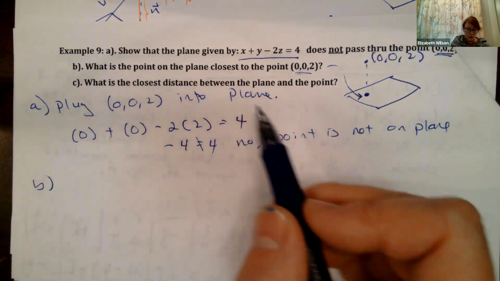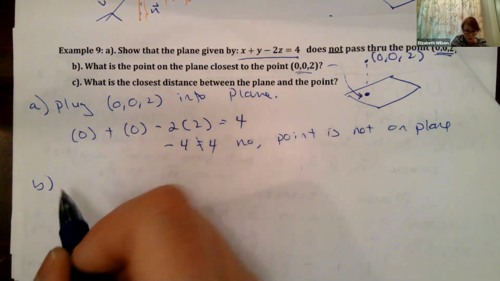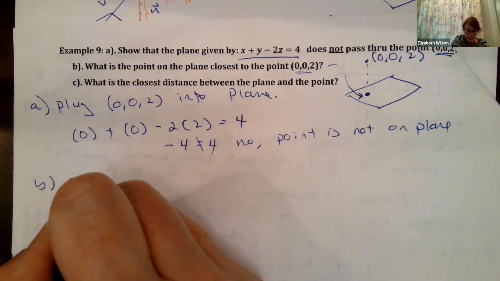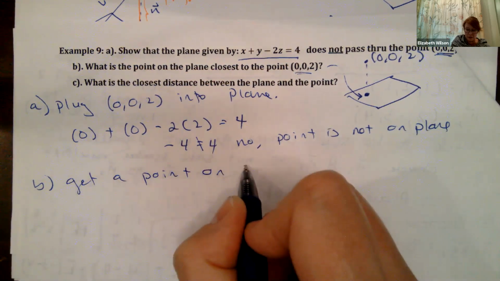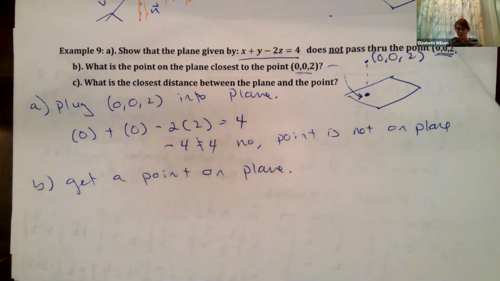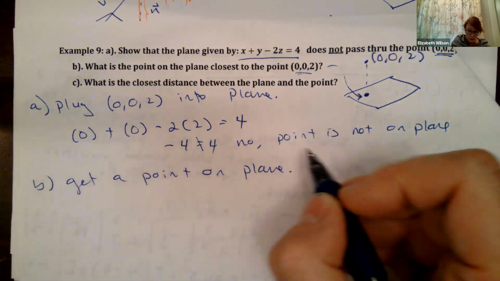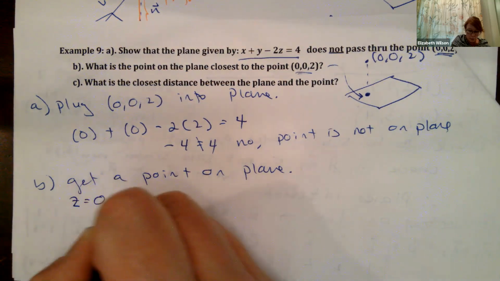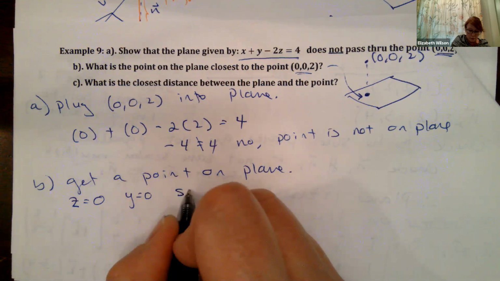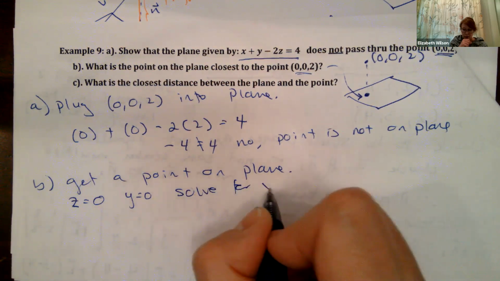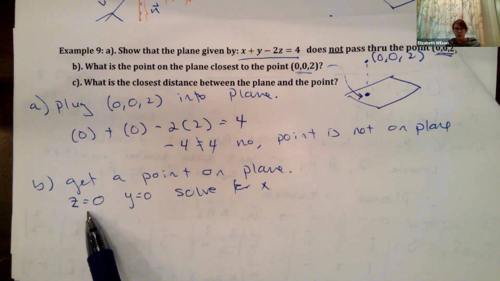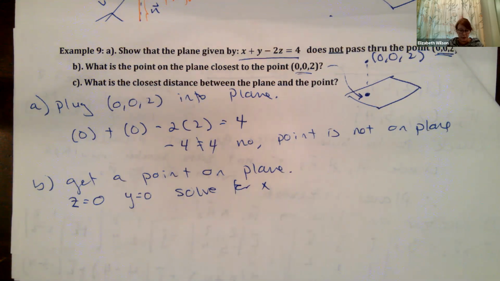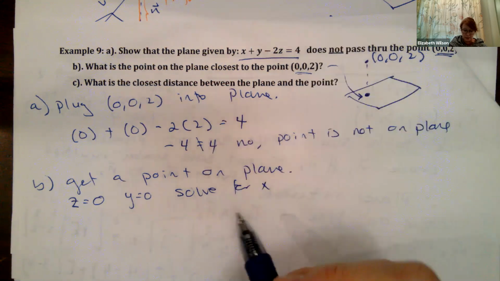So what's the point in the plane closest to this point here? So my part here now is I have to get a point on the plane. I have to generate a point on the plane because, you know, the plane's pretty big. I need to figure it out. So I have to get a point in the plane. So I'm going to say, I'm going to go z equals 0, y equals 0, and then solve for x. It doesn't matter. You can choose x equals 0, y equals 0, solve for z. It doesn't matter. You're looking for a point in the plane. I'm just going for easiness.